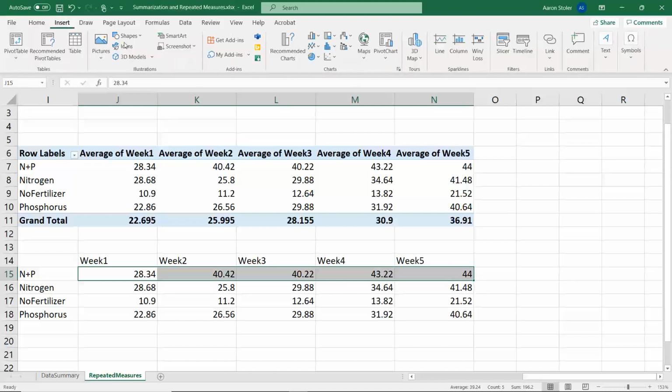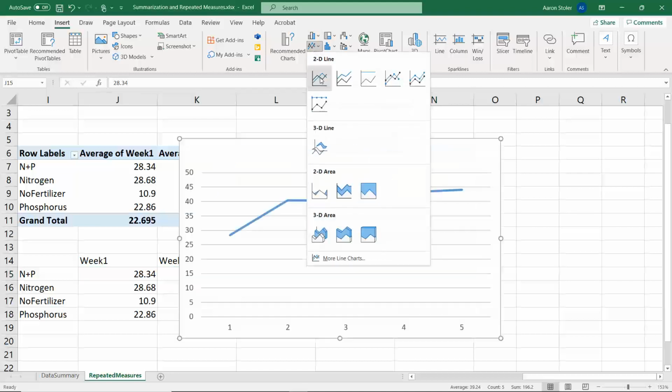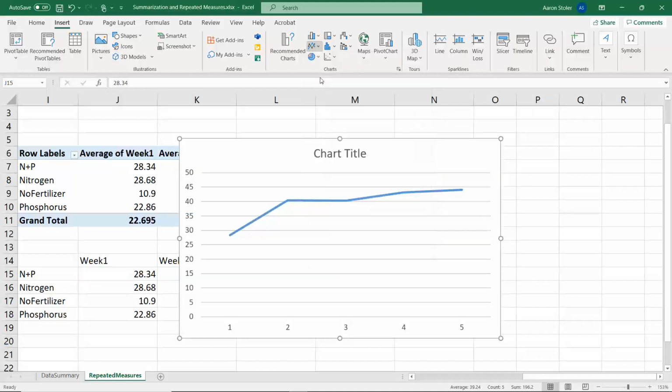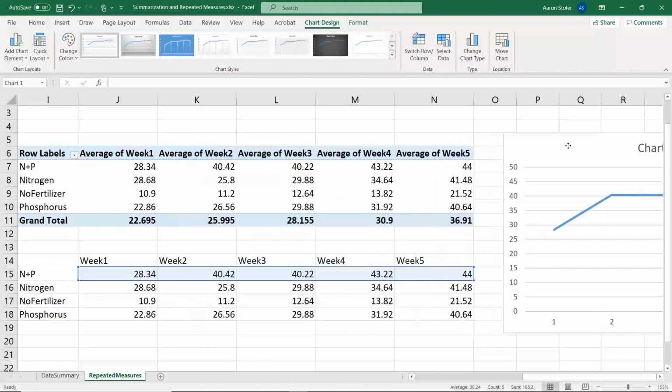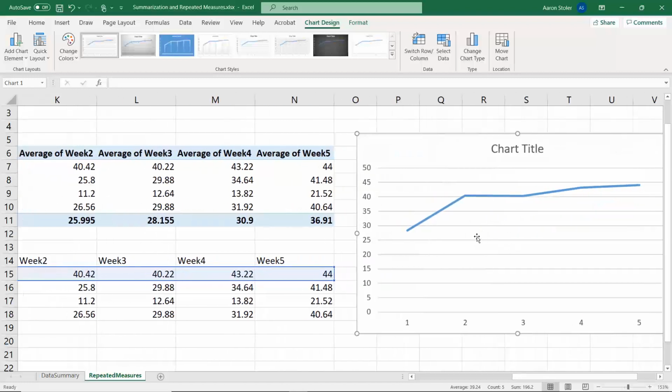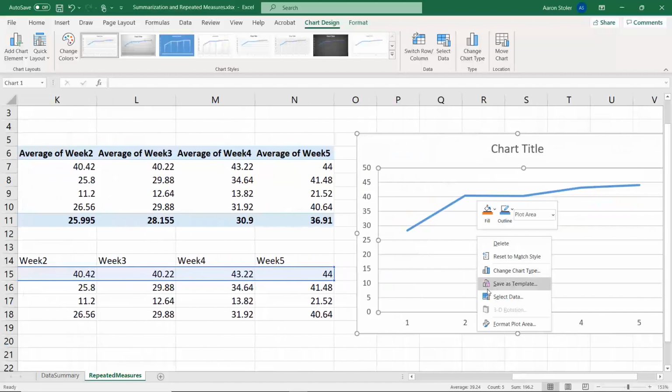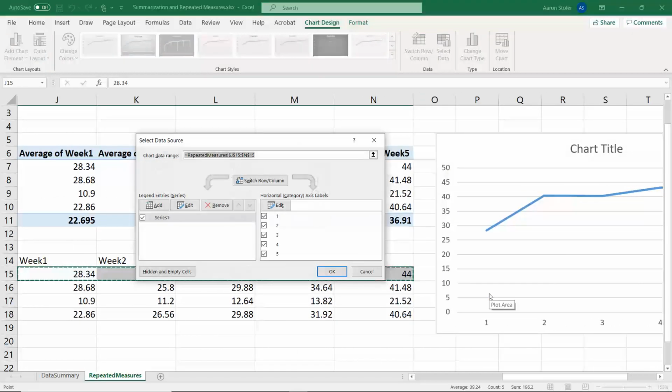Click Insert, and then instead of our bar graph, we're going to click on this graph here, which is a line graph. Click on that, and then insert a 2-dimensional line. And then this is our data for nitrogen plus phosphorus for weeks 1 through 5. Let's click and drag that over there, and let's right-click on the data and say Select Data.